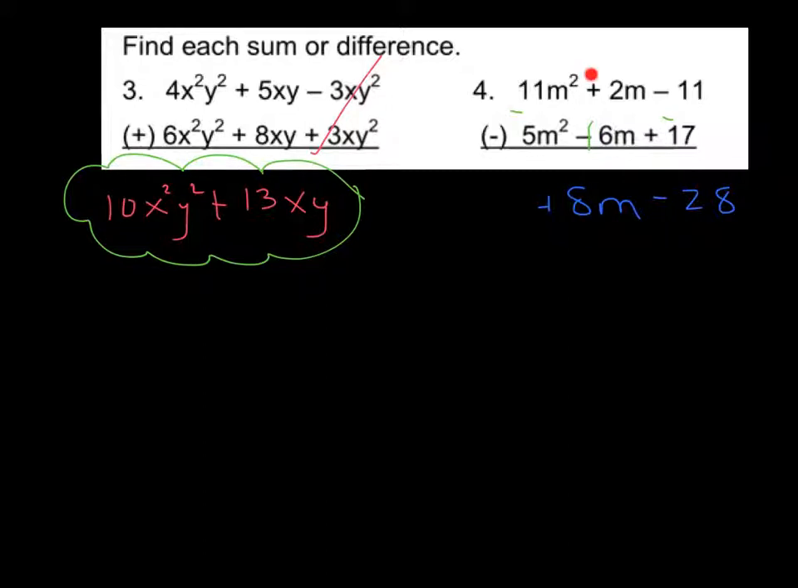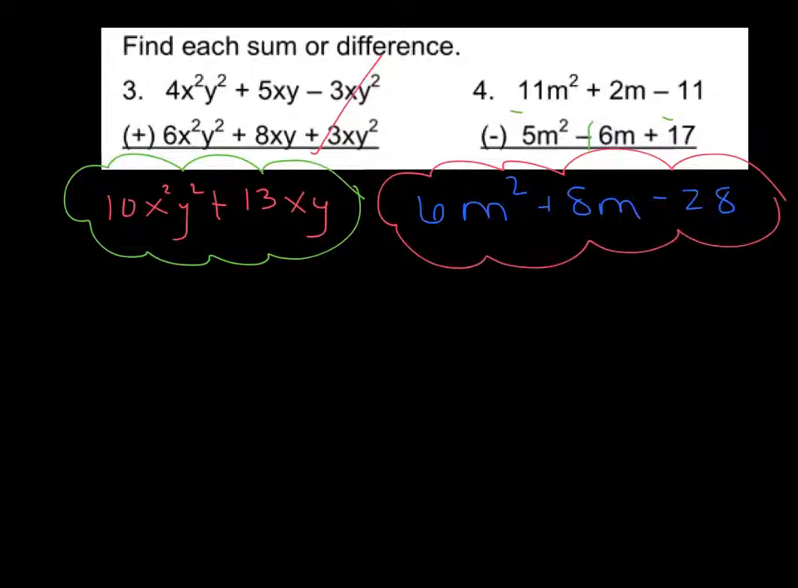We have an 11m squared and a negative 5m squared. So when I do 11 minus 5, I wind up with 6m squared. And then that is my answer. Don't forget to distribute that negative when there is subtraction. That's one of the things that is most difficult for students. Let's look at another problem.